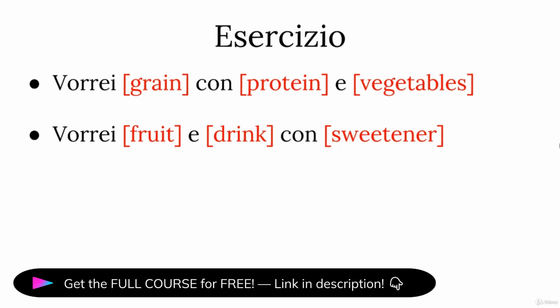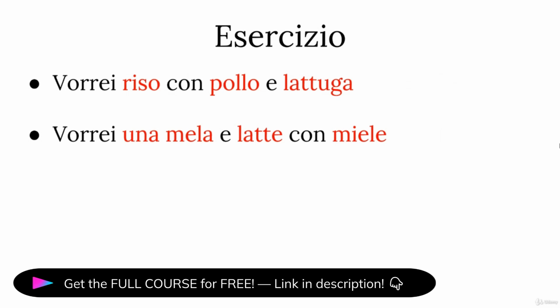So I'll show you 2 examples of solutions. For example, first sentence, vorrei riso con pollo e lattuga. Example of the second sentence, vorrei una mela e latte con miele. Okay, so your sentences do not have to be exactly like mine, of course. What's important is that you use the right words. You can try to make other sentences like these ones in order to make more practice with the words belonging to the food category.